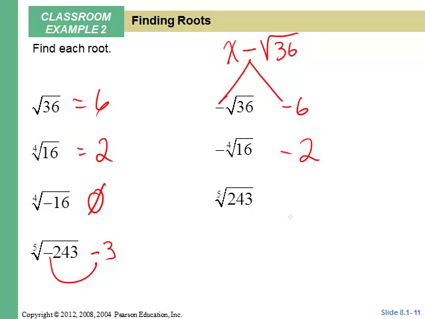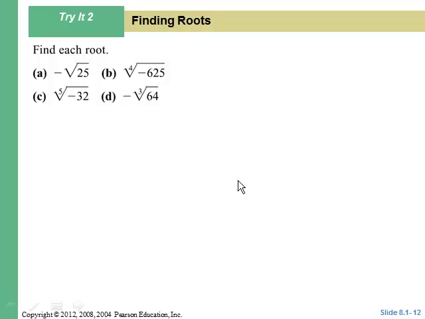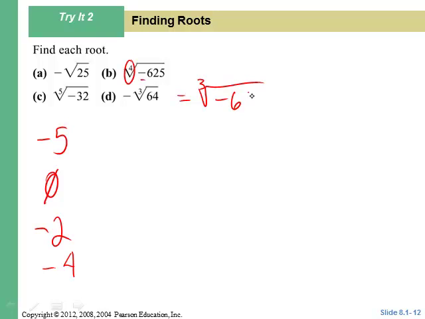This would be -2, and this would be +3. So if you do these, first one would be -5. Second one would not exist because it's an even index with the negative sign on the inside. -2 is C, and then D is -4, which, by the way, is the same as the cube root of -64. It doesn't matter for that negative where it is.